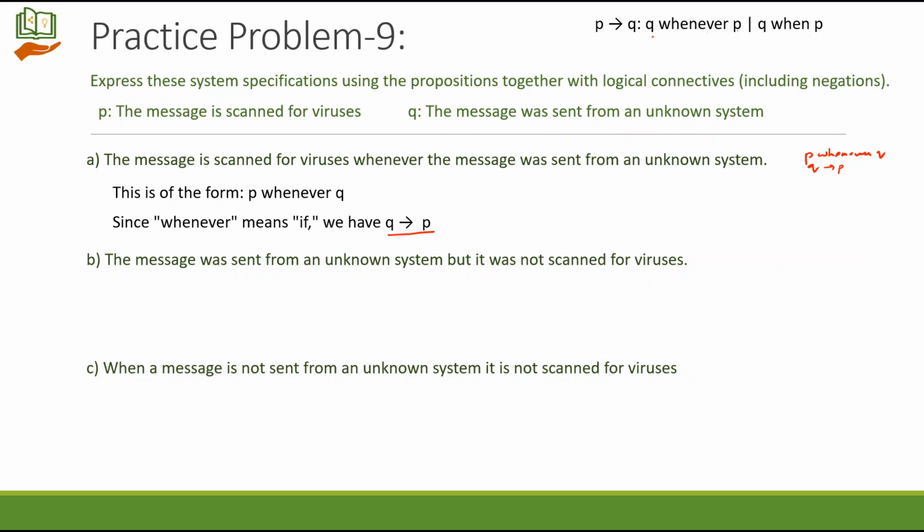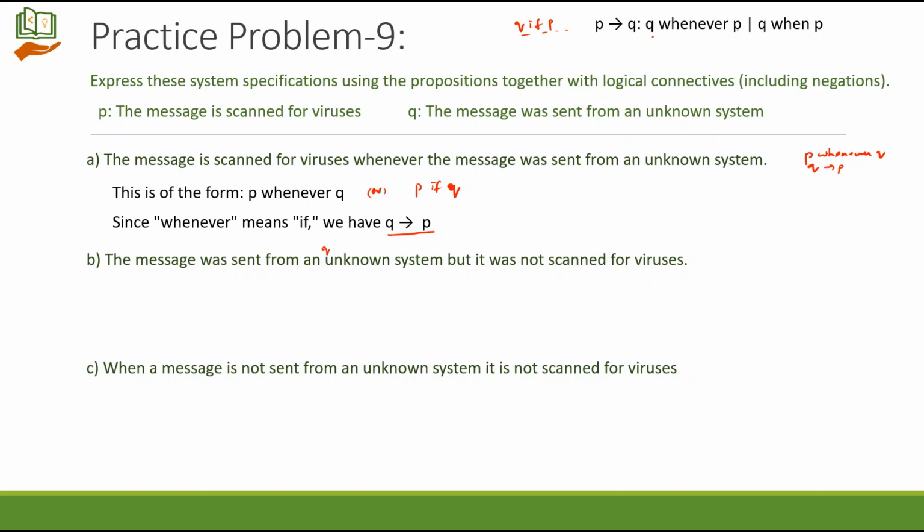So since whenever means if, this is also taken to be P if Q. For this particular P implies Q, we can also say this as Q if P. This is for P implies Q and this is for Q implies P. The second one, the message was sent from an unknown system. This is Q.